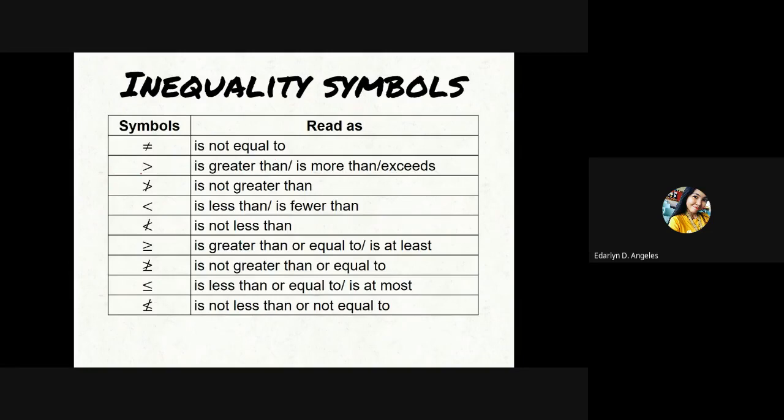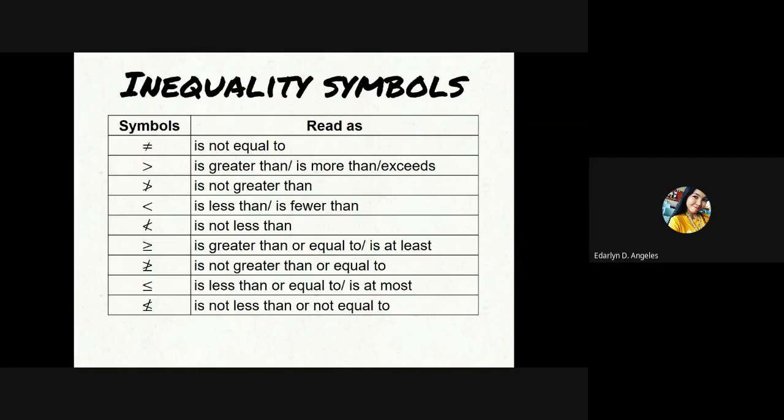Another symbol is read as is greater than, or is more than, or exceeds. Okay? If there's a slash to it, meaning to say it's not greater than or not more than. Next is this symbol. As you can see, for you not to be confused with the two symbols, just remember that if it's less than, it starts with the letter L. It's just like a slanted L facing the right. So it's read as is less than or is fewer than. The one with the slash means it is not less than.